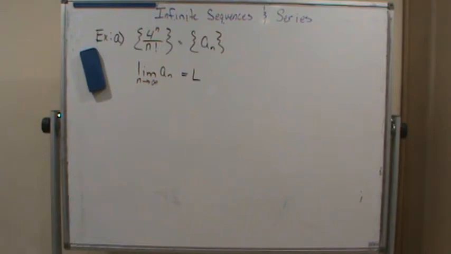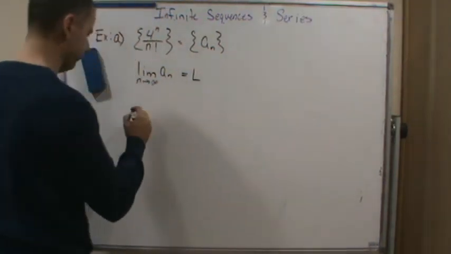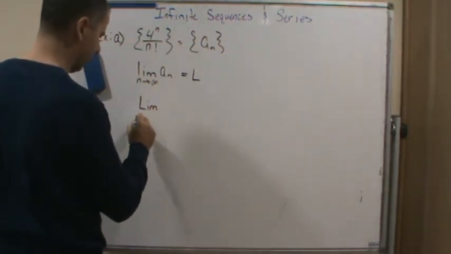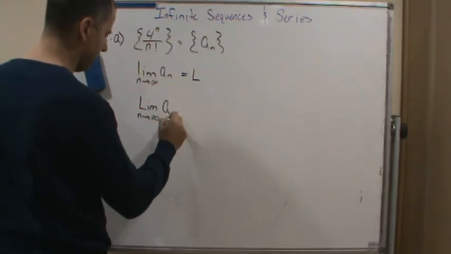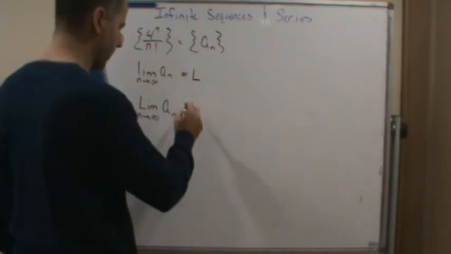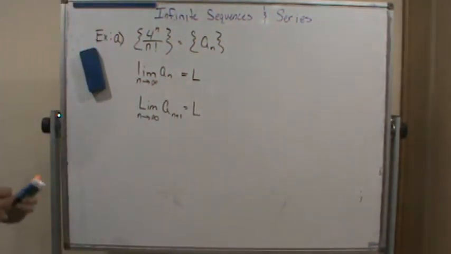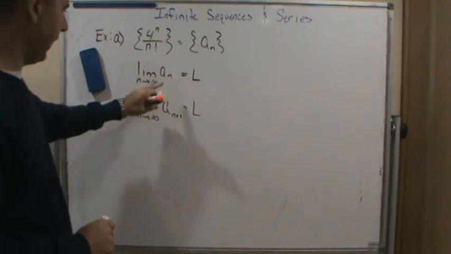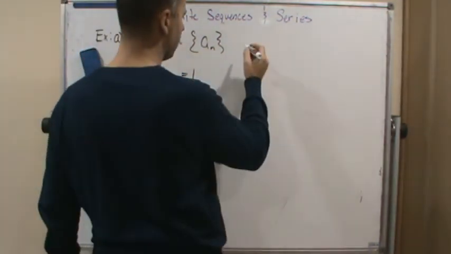Here's what we're going to do. Let's consider another limit: the limit of a sub n plus 1. This limit is also going to have a limit of L. Why is that? Because the only difference between the two sequences, a sub n and a sub n plus 1, is one term.